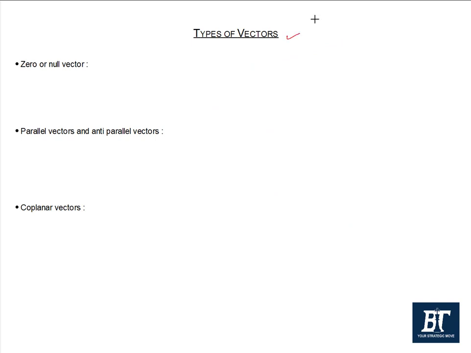This is the last topic of our vector section, and in this topic we are going to learn about different types of vectors. The first one is the zero vector or a null vector. Zero vector or null vector is represented by vector 0, and as the name implies, if any vector has a magnitude equal to 0, then that vector will be called a zero vector or null vector. But what about the direction? So we can take any arbitrary direction to define this vector. What does this mean?